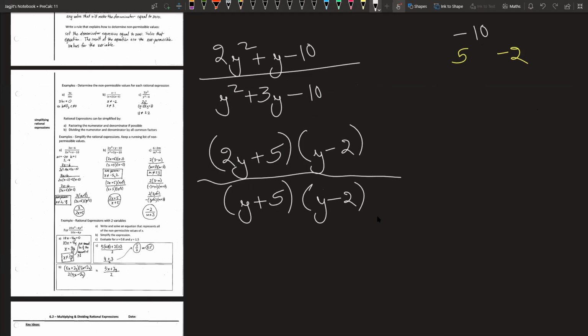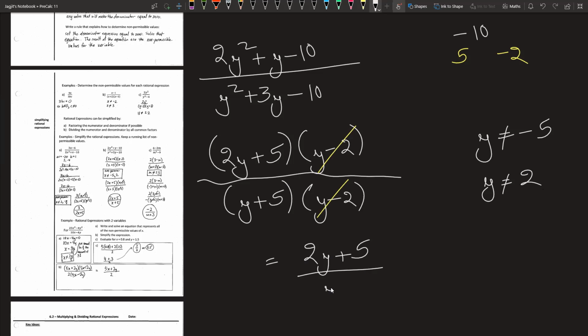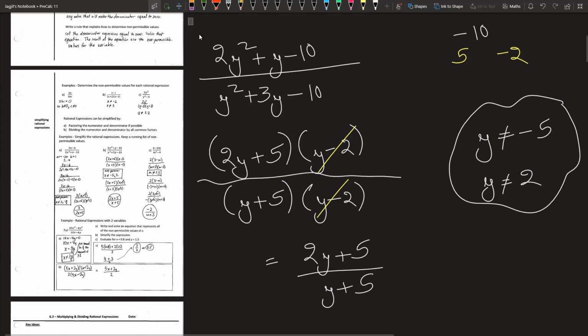Now, before we cancel anything, we should write the non-permissibles. For y plus 5, you would say y cannot be minus 5. For y minus 2, you say y cannot be equal to 2, and then you cancel. So y minus 2 cancels with y minus 2, and your simplified expression will just be 2y plus 5 divided by y plus 5. And these right here are your non-permissible values. Pretty simple. Okay, so far so good.